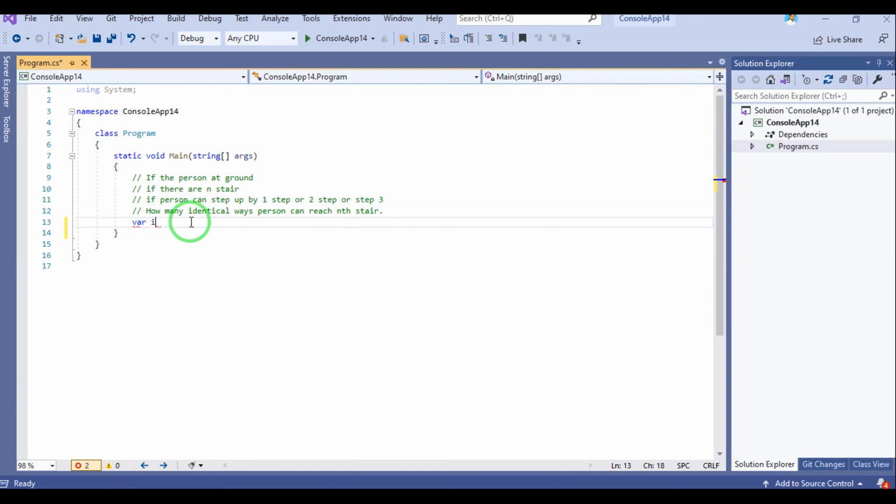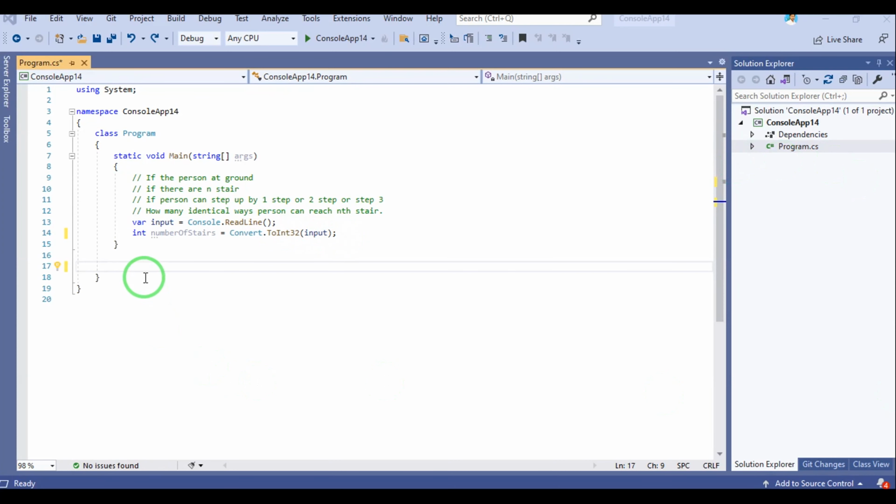So let's see it, where input equals Console.ReadLine, get the input from the user and convert the given input to an integer value. Let's write a method to find out the unique ways to reach the nth stair. Private static, it will return an integer value. FindUniqueSteps, accept the number of stairs as n.